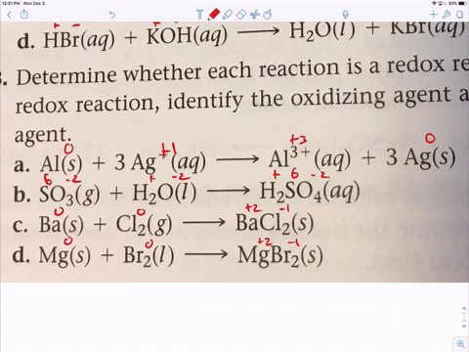Yeah, aluminum 0 to +3, so oxidized. Silver +1 to 0 is being gained. Aluminum's giving electrons to silver. So aluminum is being oxidized. Since aluminum is losing electrons, it's the reducing agent. Silver is gaining electrons, it's the oxidizing agent.